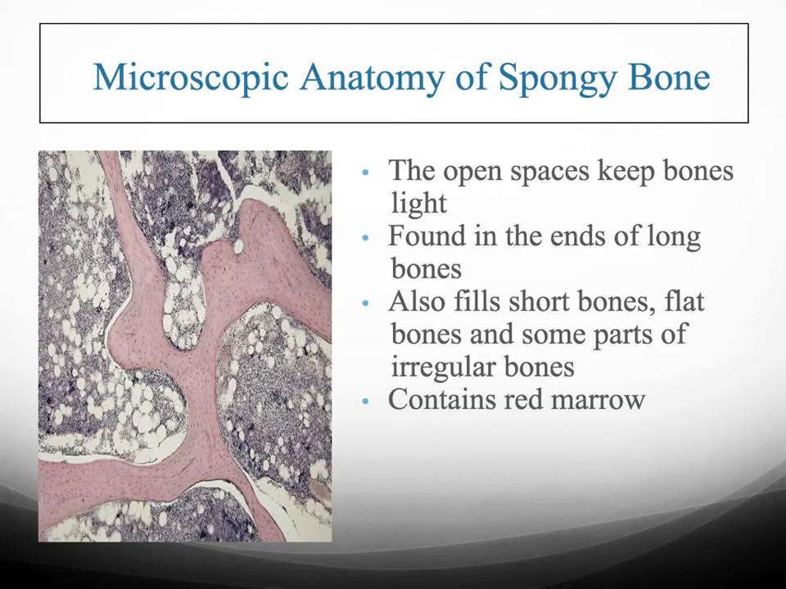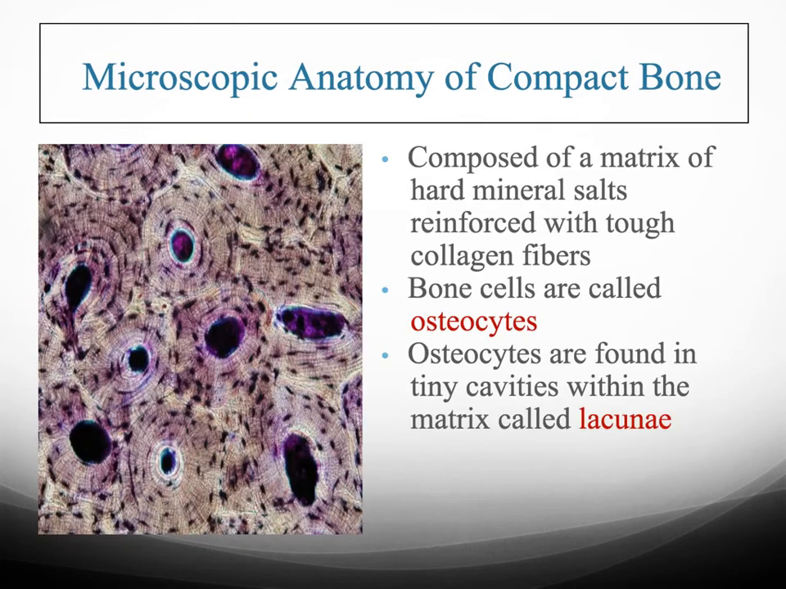This is just a picture of the spongy bone under the microscope. You can see the open spaces. You can see the red marrow flowing through it. And this is the compact bone. You can see a lot less space.